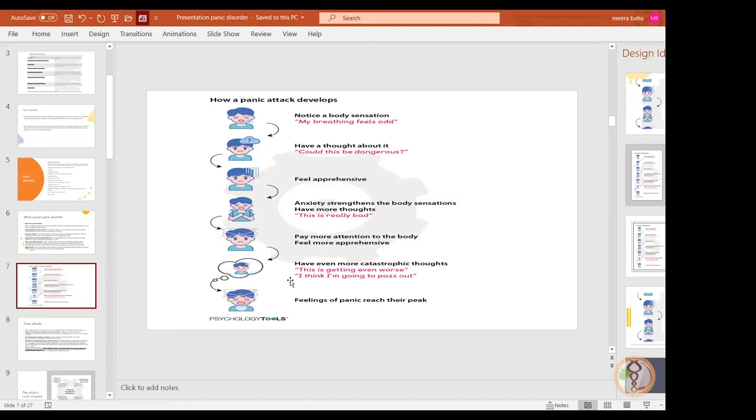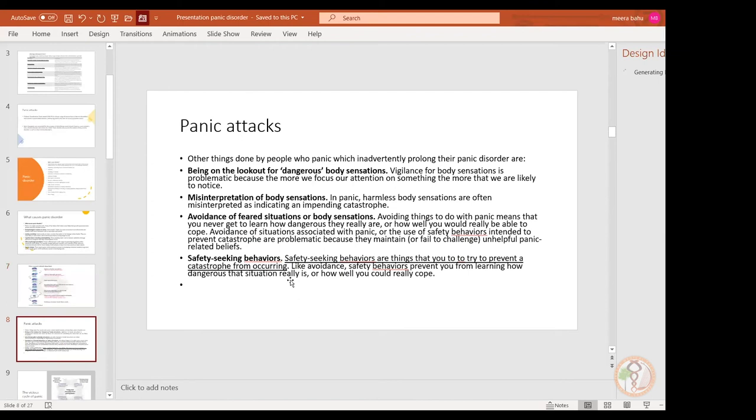So they focus on one thing in their body, because the body is the one that tells us that we are feeling uncomfortable, and that could be a sensation. And that could then be misinterpreted as something dangerous taking place. Okay, so panic attacks: being on the lookout for dangerous body sensations, misinterpretation of body sensations. You can misinterpret that something happening in the body is really harmful, that something bad is going to happen. Then avoidance of feared situations or body sensations, or safety-seeking behaviors. Safety-seeking behaviors are things you do to try to prevent a catastrophe from occurring, like avoidance. Safety behaviors prevent you from learning how dangerous that situation really is, or how well you could really cope with that. We will talk about safety-seeking behaviors later.